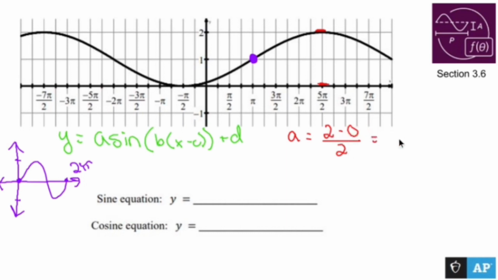2 minus 0 is 2. 2 over 2 is 1. So the amplitude is 1, which means life is easy. I don't have to write that really difficult number.